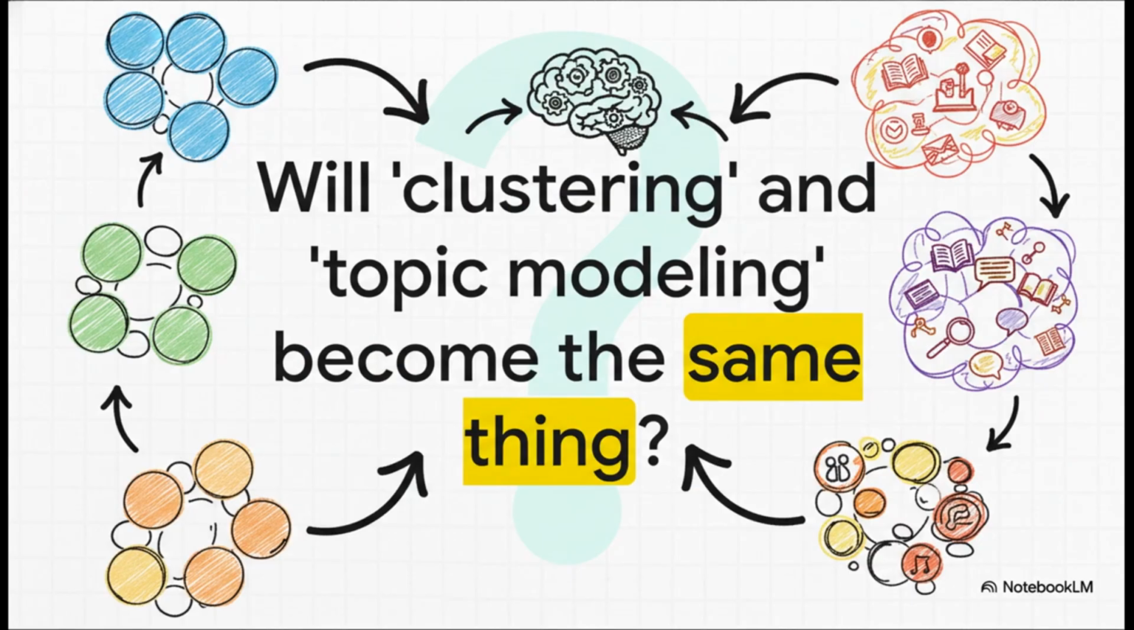Which leaves us with one last big thought. As these AI models get even better at understanding context and at automatically generating perfect human-like labels, are we heading towards a future where the terms clustering and topic modeling just merge? Will they just become two different words for the same fundamental task of making sense of our world of text? It's definitely something to think about.